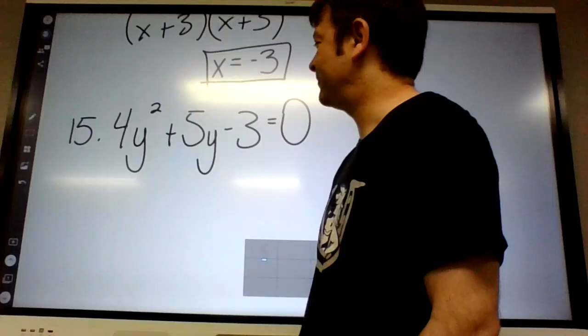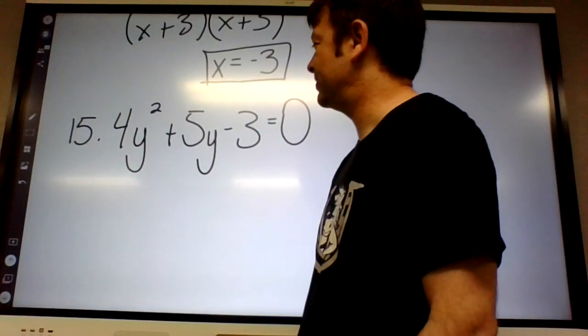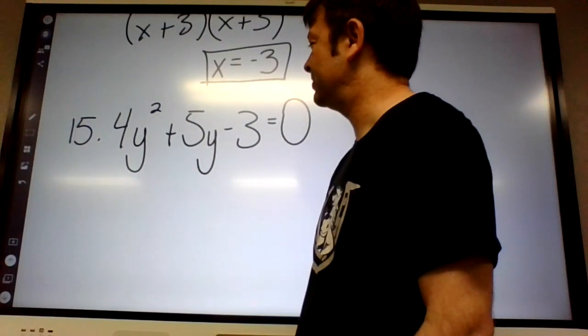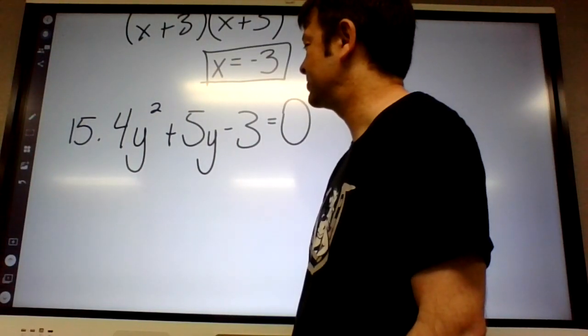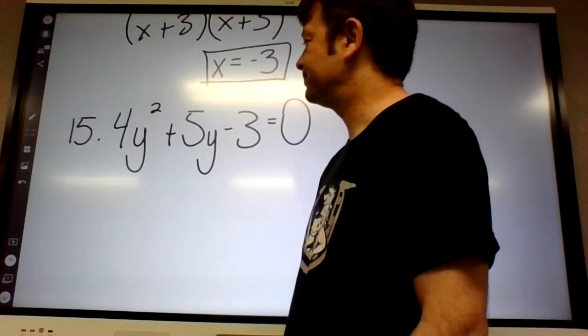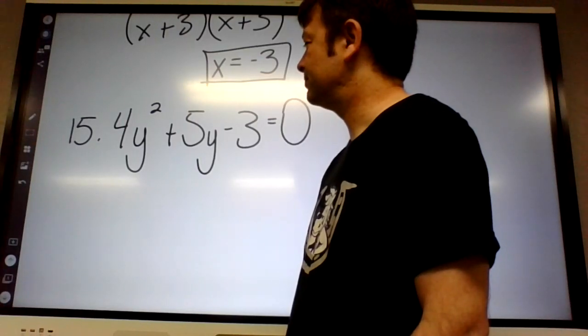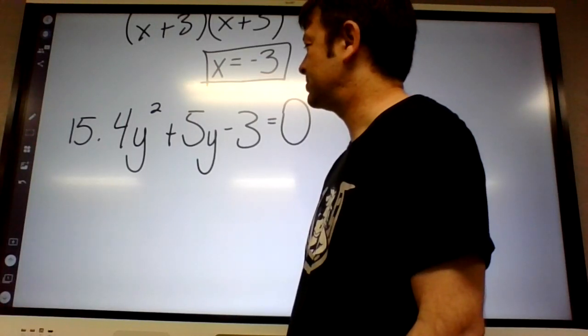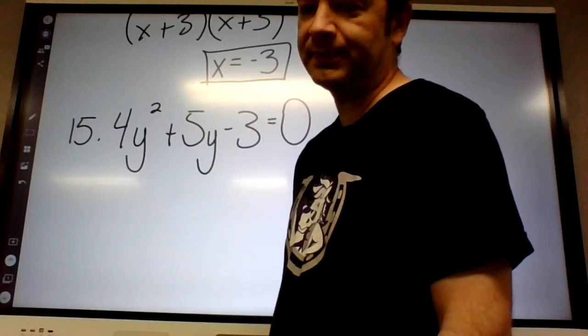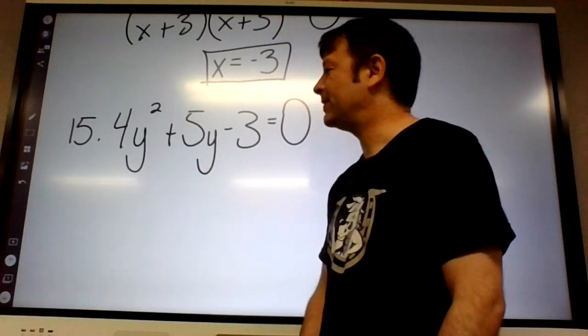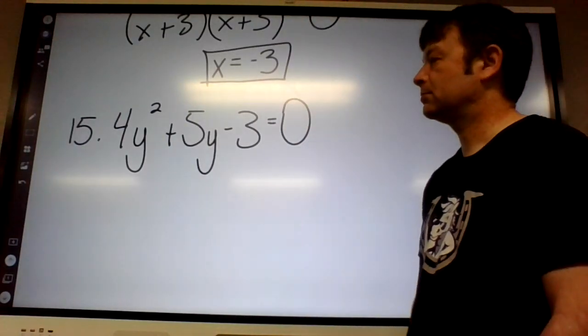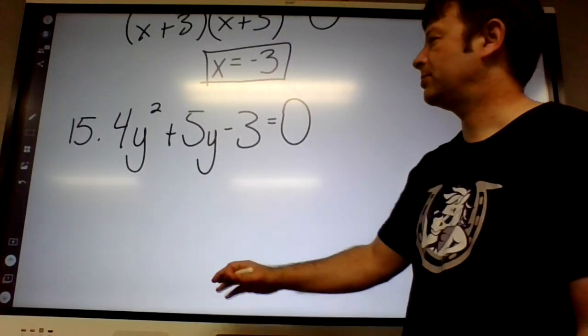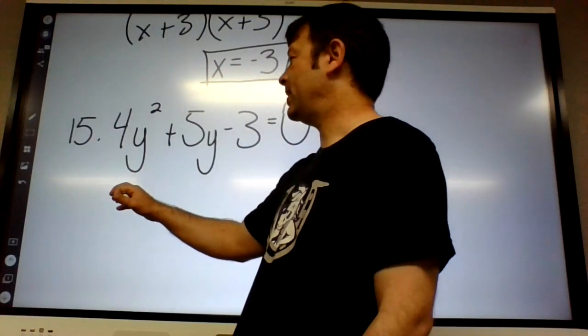Okay. Does this one factor? Yes, actually, it does. 2 and 3 is 6. I just guessed, so I don't know. I don't think it does. Okay, so if it doesn't factor, what do we have to do? Use the quadratic formula. So what's my A, B, and C?